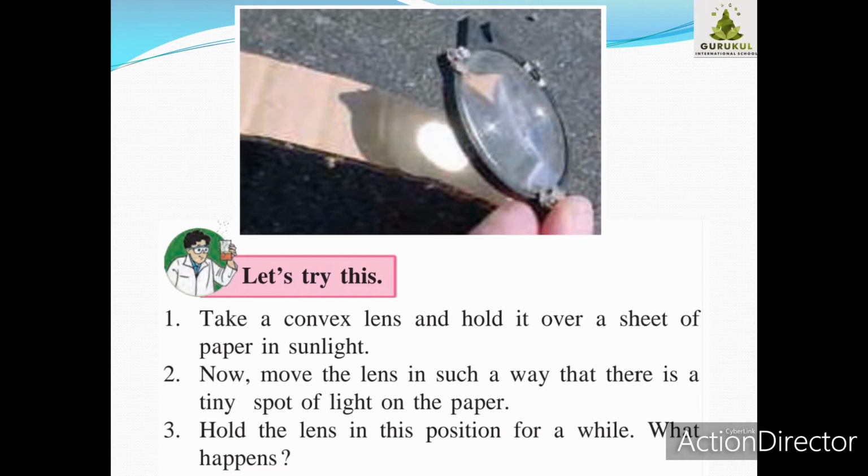What will happen? Children, if you do this activity, you will observe that when the convex lens is held in such a way that it helps the sun rays to focus on one point, very soon smoke is seen arising from this point. Why does it happen? Because the heat energy from the sun is concentrated by the convex lens, and hence the paper starts burning. In this way, solar energy is converted into heat energy.